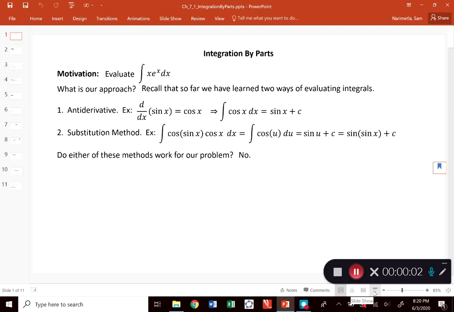Alrighty, howdy folks. Let's look at integration by parts. We already learned about the substitution rule for integration, right? So now this is another technique of integrating things. Let me motivate you this way.